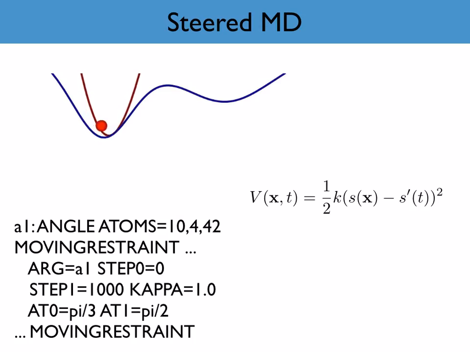A bias potential does not have to be a static, time-independent entity. PLUMED also allows you to design bias potentials that force the system to move along a collective variable during the course of a short simulation. The input here, which uses the moving restraint command, tells PLUMED to do a 1,000-step calculation during which the angle between atoms 10, 4 and 42 is forced to change smoothly from pi by 3 to pi by 2.